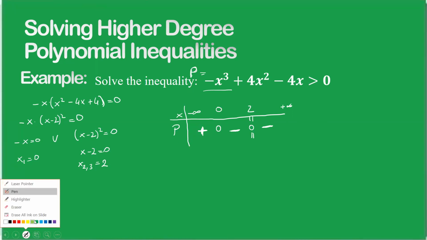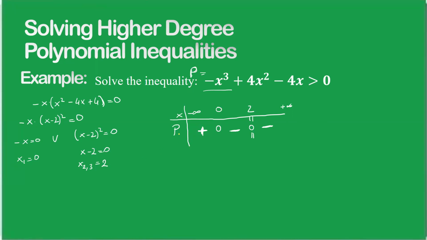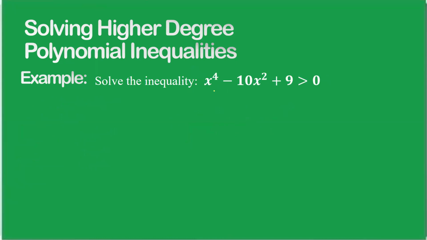Now, where is the solution set? We want greater than 0. This part is greater than 0. So x is an element of only this one, from minus infinity to 0. Just negative numbers are the solution set. Next one.